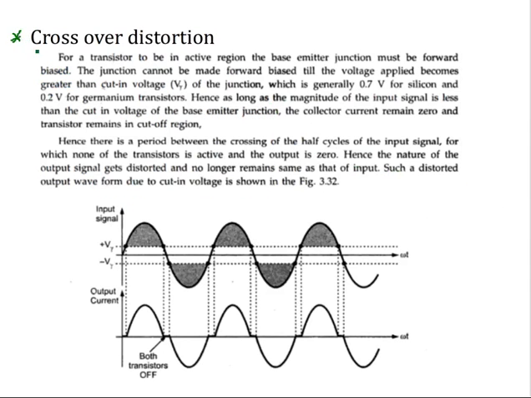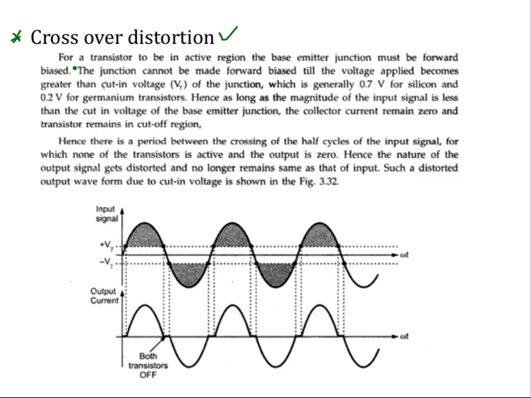The next important point is crossover distortion. This crossover distortion comes into picture in our class B push-pull power amplifier. You know, in class B push-pull amplifier, the output is reproduced like this. One cycle is reproduced by Q1 transistor and the second cycle is produced by the Q2 transistor. We have seen the waveform.